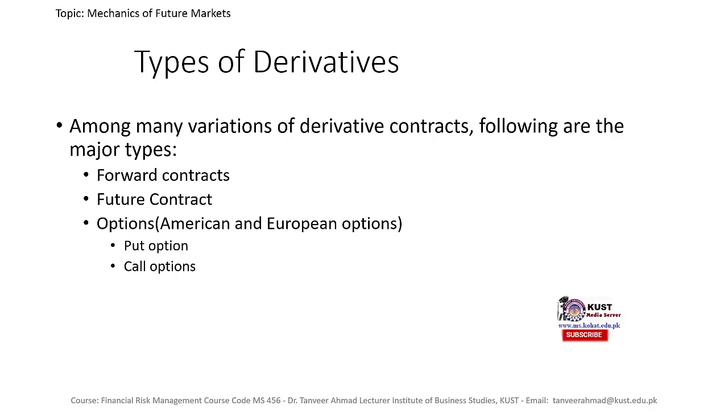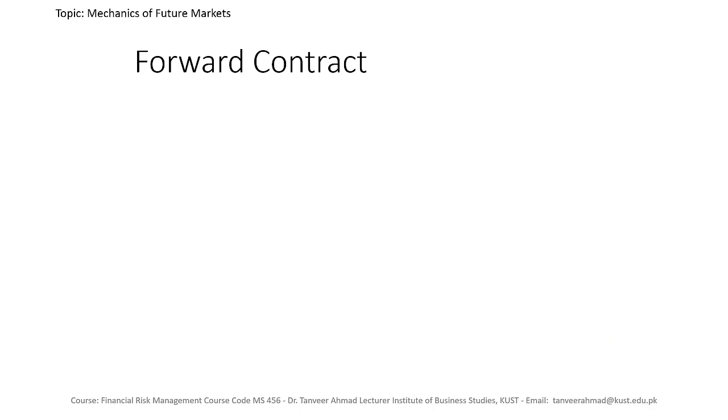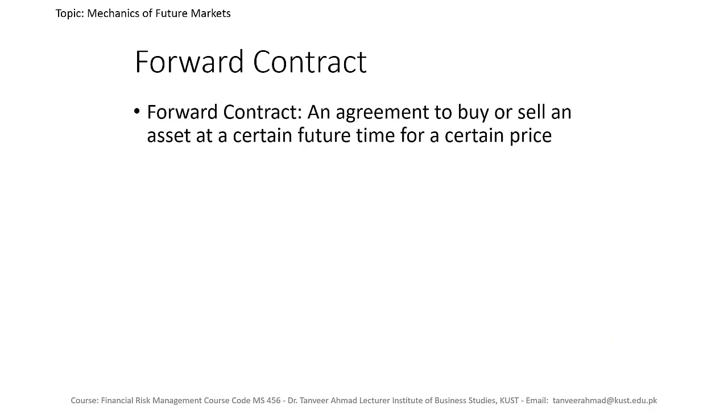But let's discuss the first type of derivatives, which is the forward contract. So what is a forward contract? It is an agreement to buy or sell an asset at a certain future time for a specific price. So the terms that you need to remember: the price is fixed, the time is fixed, the asset is fixed, and we are either buying or selling the asset, and that is an agreement. So when this would happen, then we would call it a forward contract.